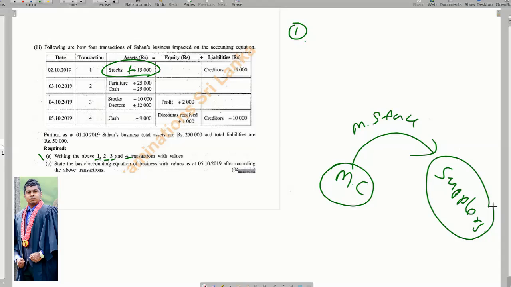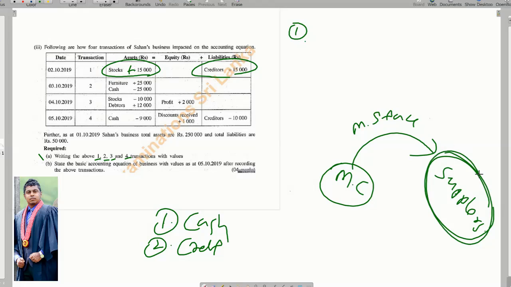Here it says that material stocks of 15,000 are being purchased. When considering purchasing, there are two methods: cash purchases and credit purchases. If it were a cash purchase, there should be a cash decrease on the asset side. But here you can see under the liability side, creditors have increased by 15,000. Creditors means we have some sort of liability. Then you can identify that we have made credit purchases. That means we have purchased stocks from our suppliers, right?